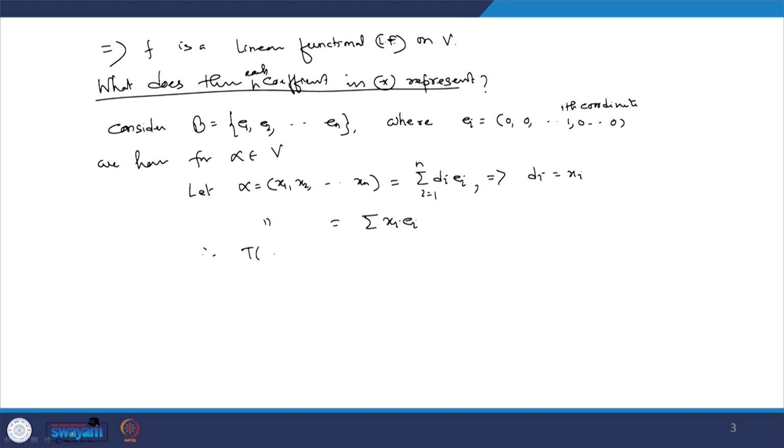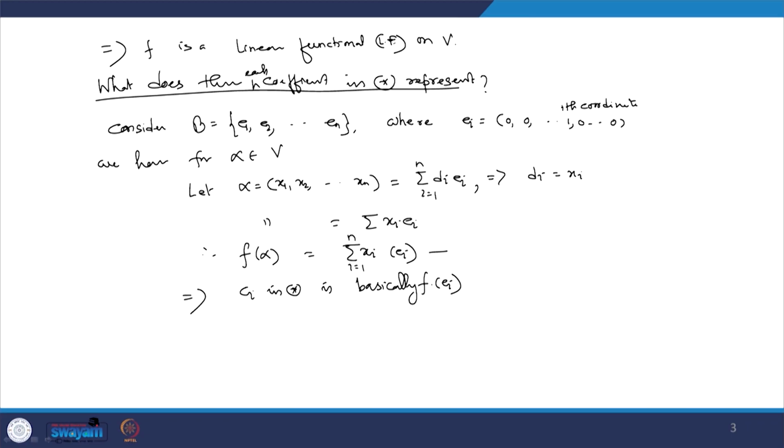So, T of alpha is equal to sigma xi into T of Ei, i equal to 1 to n. So, this implies Ci in star is basically T of Ei. So, Ci is basically the image of Ei. Here, of course, one more thing: this is not T, it is F, please.